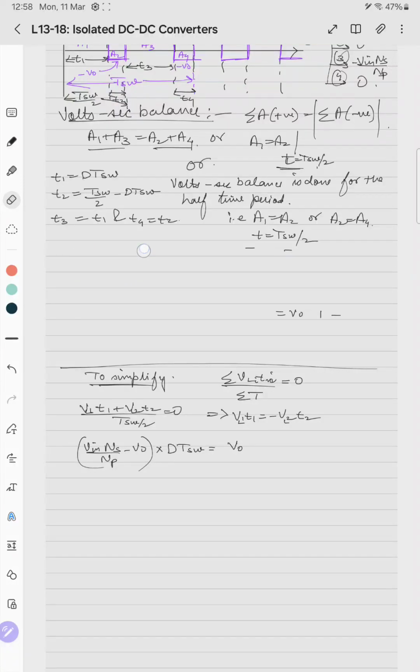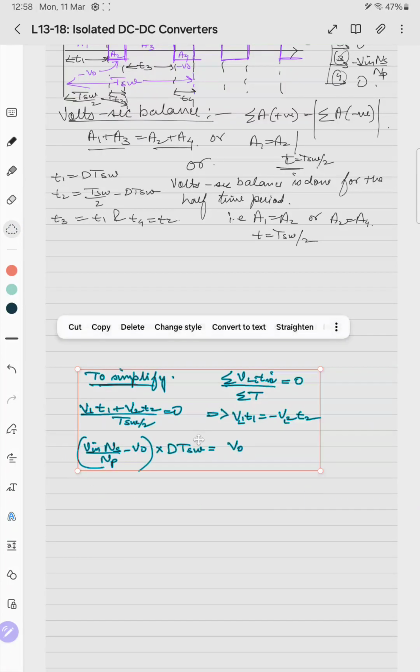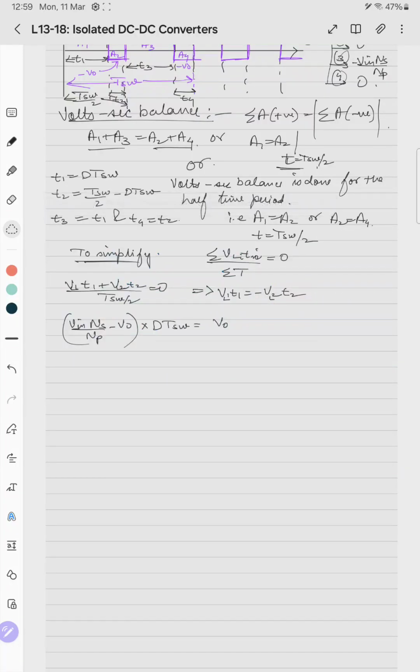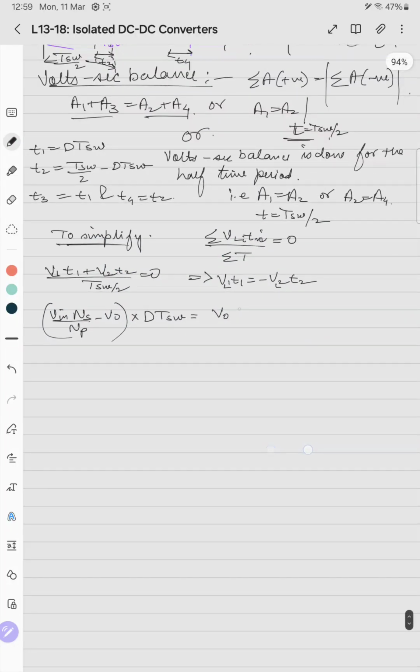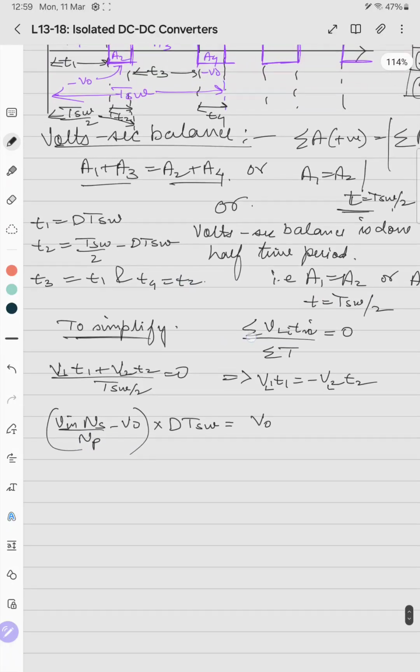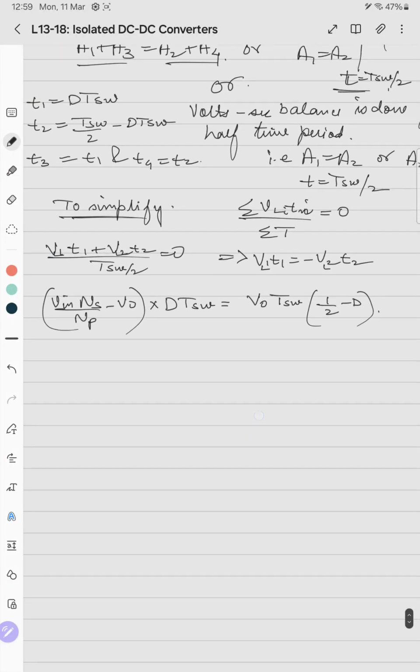So I'll just copy paste these terms here. It is not D by 2. D by 2 comes later. So it will be V0 into T2. This is the case. D1 is D into T switching, and T2 is V0 into, I'll take T switching common, so it will be half minus T. I think now it is correct. So T switching is cancelled.